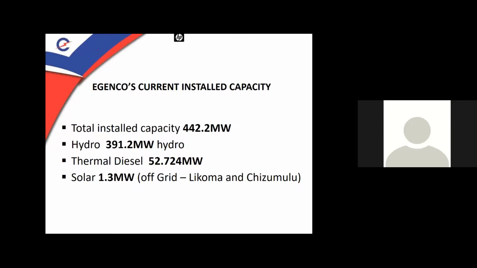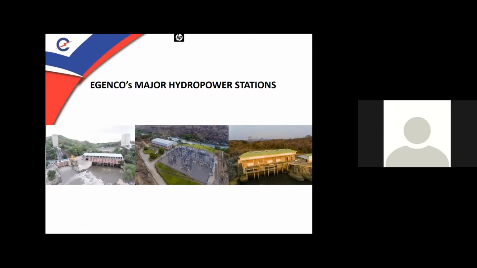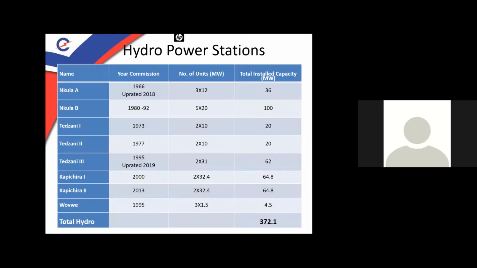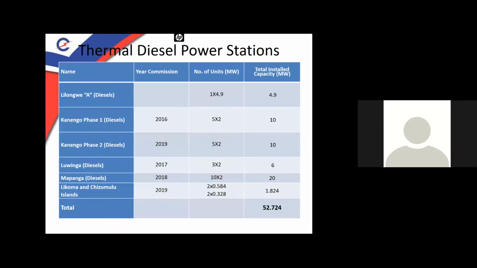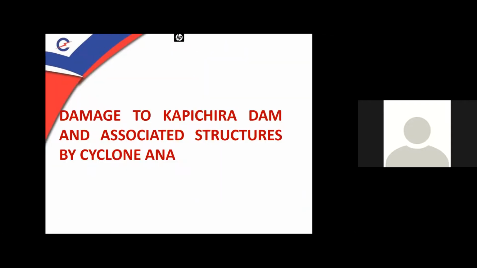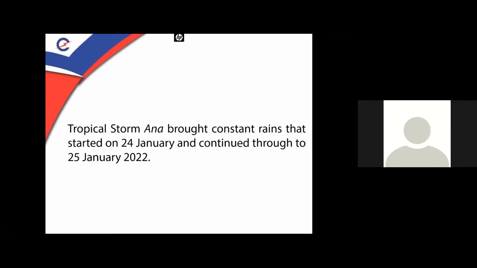Likoma and Chizumulu. So out of the 391.2, we've lost the Kapichira Power Station, which is 129.6 megawatts, almost 130 megawatts. And this is a major station within the hydro stations, actually the major station in the country. So because of that, we have challenges in terms of power generation in the country. So let me focus on the storm that happened.